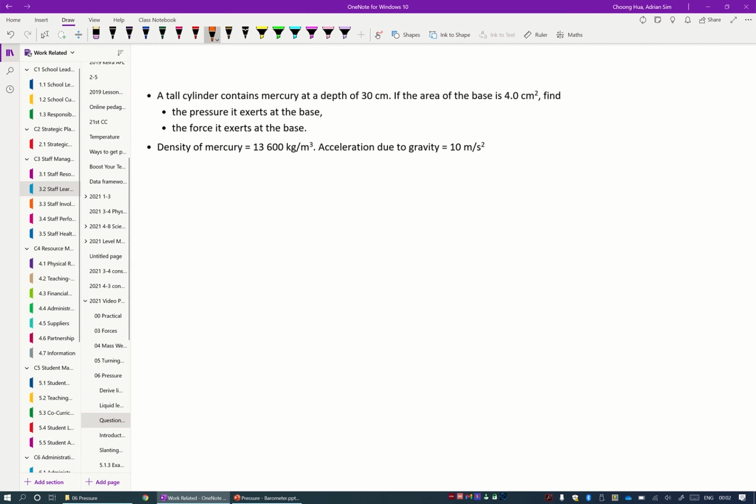How about the next question? A tall cylinder contains mercury at a depth of 30 centimeters. I think for this problem we may have to draw what the model looks like. Here the model, a tall cylinder contains mercury at a depth of 30 cm. So this is 30 cm. Now recall earlier that we have to convert the variables to SI unit because the gravitational field strength is in SI unit. So when I see 30 cm here, immediately I'll just convert it to 0.30 meters. I don't have to wait for further instructions, just convert it.